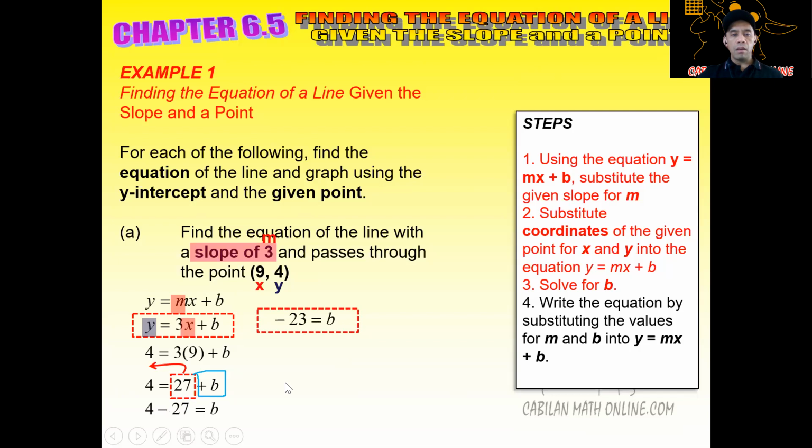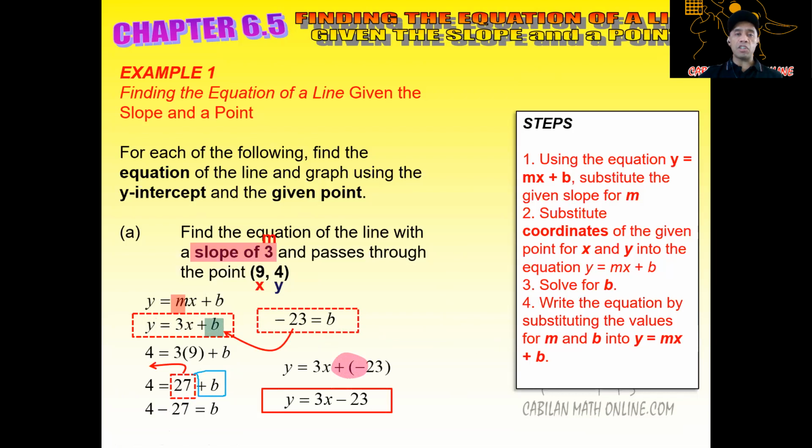All right. Now, just to double check here, we have our slope of 3, which we put in. Now we have our y-intercept. So last but not least, we just need to finish this question by replacing the b of negative 23 into the b in the equation. All right, and that's it. So the equation of this line will be y equals 3x plus negative 23, which then can be simplified to y equals 3x minus 23. Okay, that's pretty much it.